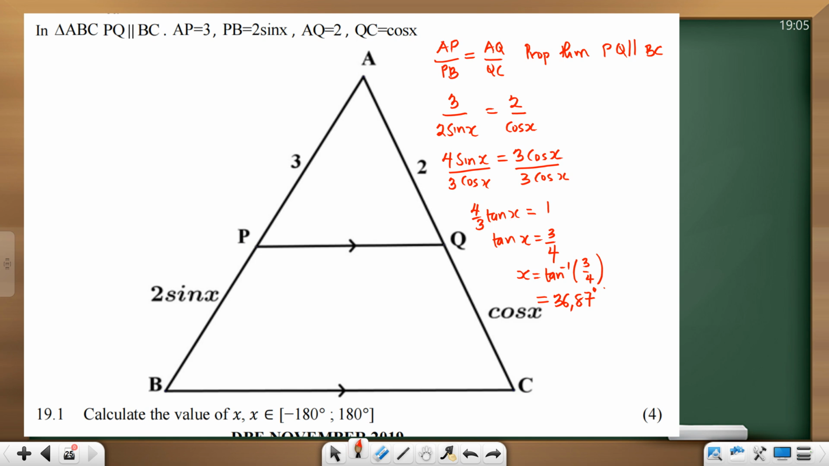Sir, don't you do the first and third quadrant? Look at your domain. X lies between negative 180 and 180. If I add 180 to this, what do you notice? I've already gone beyond my 180 because it's going to give me 200 and something. So I don't need that. Stick to your domain.